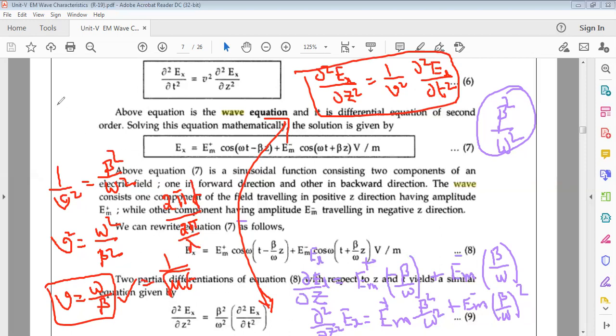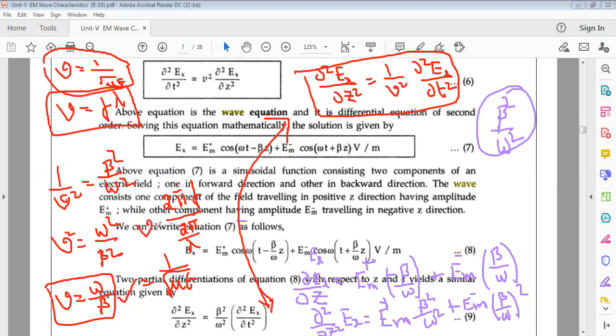The 2π gets cancelled. Another relation is there for v: v is equal to fλ. So we got three equations for v. v is equal to 1 by the square root of μ epsilon, and another one is v is equal to fλ. After substituting, ω is 2πf and β is equal to 2π/λ. The 2π and 2π get cancelled, and λ comes in the numerator, so v is equal to fλ.